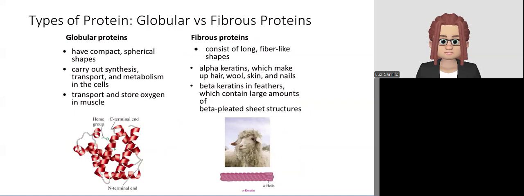On the other hand, most proteins are actually globular, which means that they have spherical shapes. And because when we observe their function, which include synthesis, transport of substances, metabolism inside of cells, that's why it is suspected that many proteins that are found in the human body are globular.